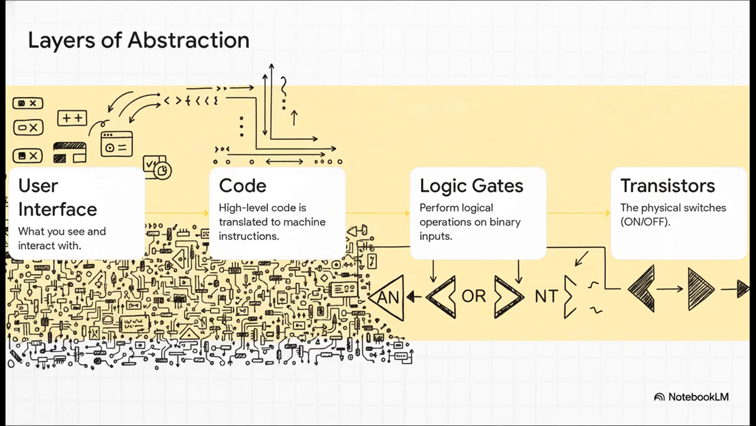Think of it like this. At the very bottom, in the basement, you have the physical transistors. They're used to build the logic gates on the next floor up. Those logic gates are then used to run machine code, which is created from the high-level code that programmers write. And all of it is hidden way below the beautiful user interface that you actually see and touch. Each layer only has to worry about the layer directly below it, hiding all that insane complexity.